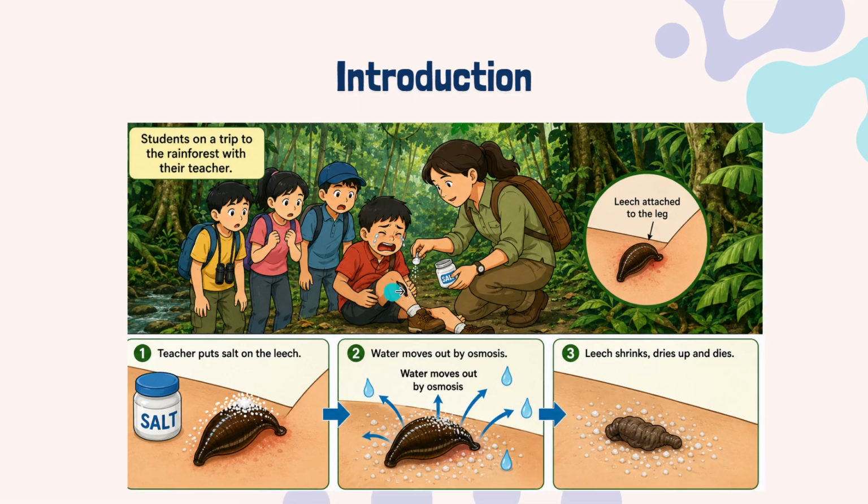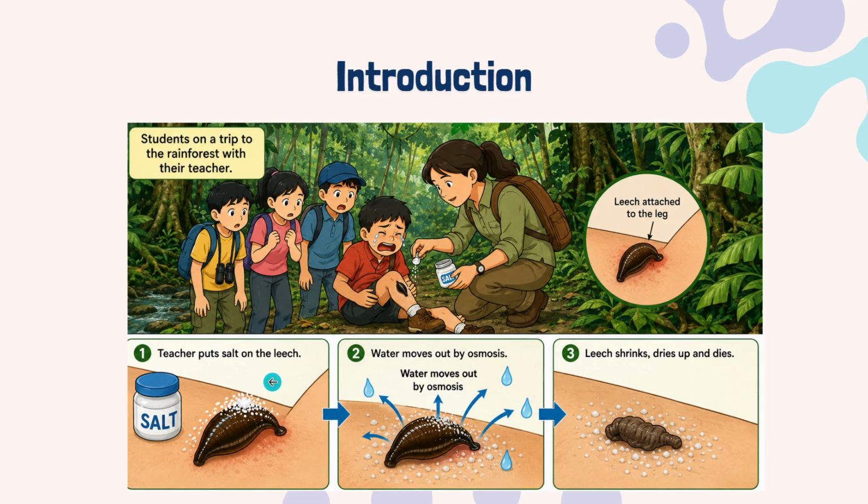So, what does this story tell about? There is a group of students along with their teacher, and they went on a trip to the rainforest. But see, one student is crying, and the teacher is helping. Why is the student crying? Because he has a leech attached to his leg. But the teacher says, "Don't worry, I will help you."